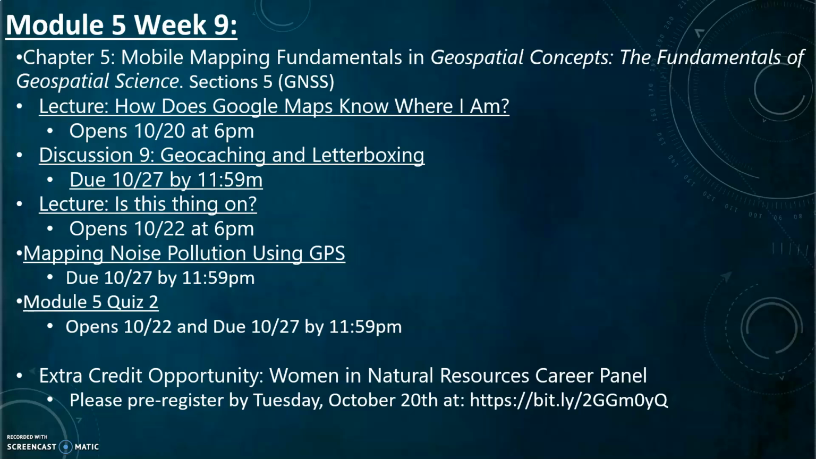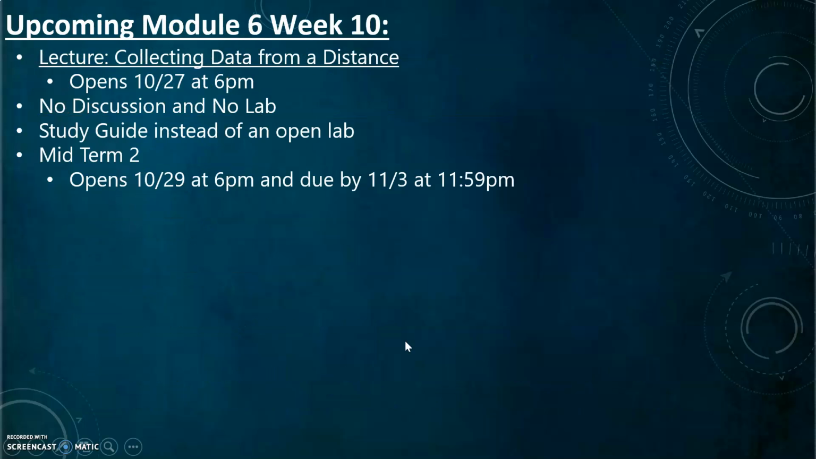Okay, so I do want to talk about the upcoming week, which is the first week of Module 6. So Module 6 is a longer module. It's 3 weeks. We're going to start getting into remote sensing, which is a really great section, in my opinion. And so the first week, though, is a really light week because we have our second midterm. So there will be a remote sensing lecture, collecting data from a distance, which opens up on Tuesday, October 27th at 6 p.m.